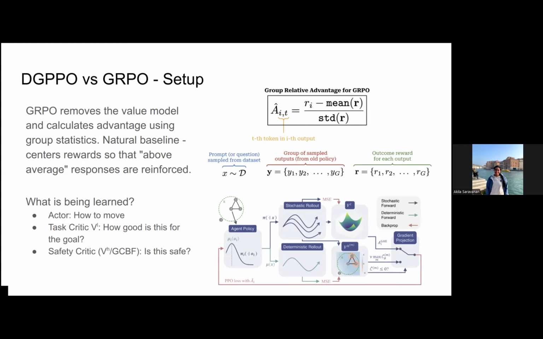The task critic is doing the task of verifying how good the action is. And the safety critic, which is the GCBF, which is what we're learning, is asking, is this safe? And these two are used very differently, right? Like this one is the hard constraint, and this one is, I wouldn't call it a soft constraint, but it has softer influence on the advantage that we just.